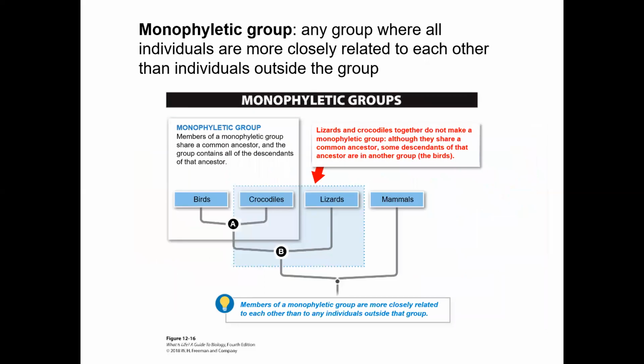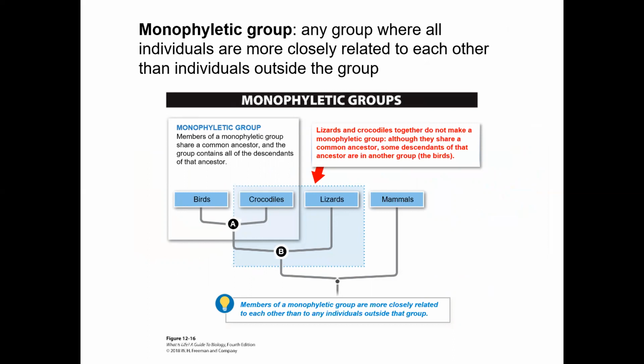And within that tree, we have what are called monophyletic groups. So monophyletic groups are groups where all of the individuals in that group that we're circling are more closely related to each other than individuals outside the group.